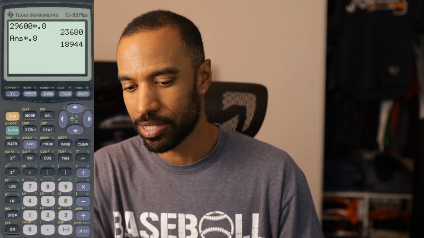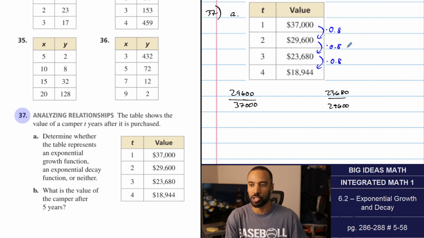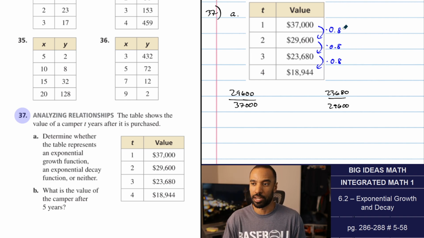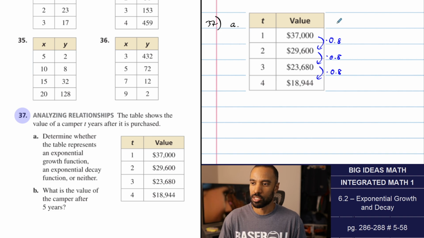Okay, so this is the same as the others. This is 0.8, 0.8, 0.8. This does make it an exponential function. Specifically, 0.8 is less than 1. This is exponential decay.